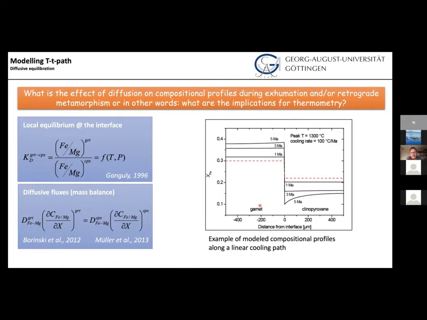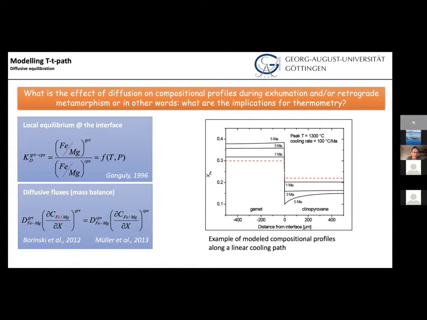And here we developed a model a couple of years ago where you have a garnet crystal on the left-hand side, a clinopyroxene on the right-hand side. You have an initial distribution of concentration shown here in the red dashed line. And what you actually do is you determine the fractionation using the partition coefficient between these two phases. And you have to calculate the diffusive fluxes across this boundary, which basically means everything that goes out here needs to get in here and vice versa.